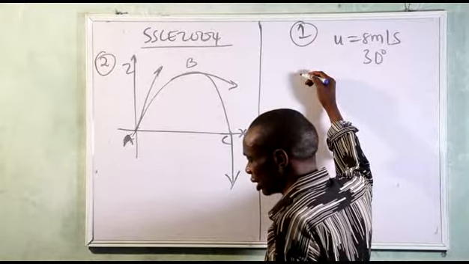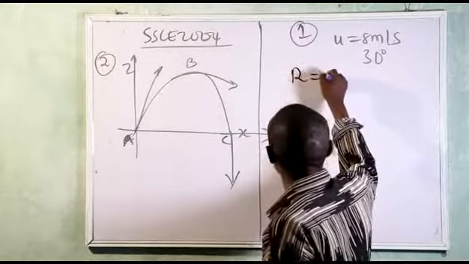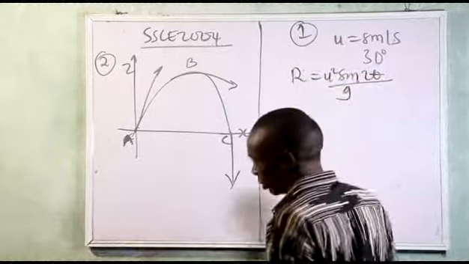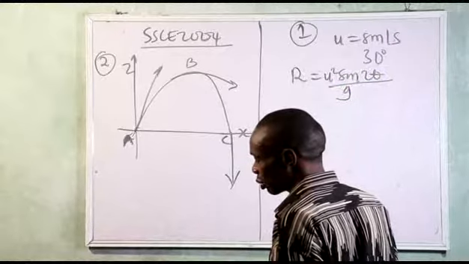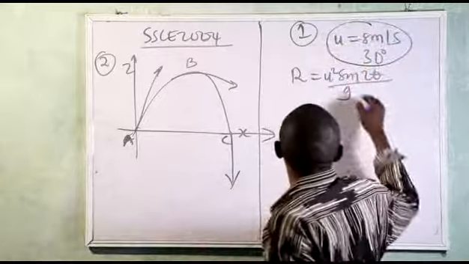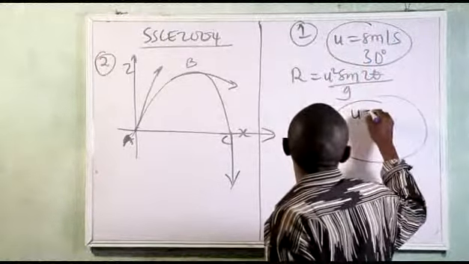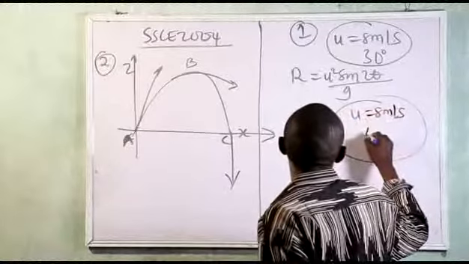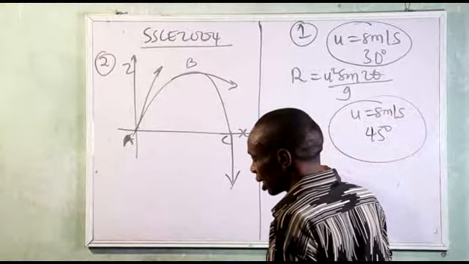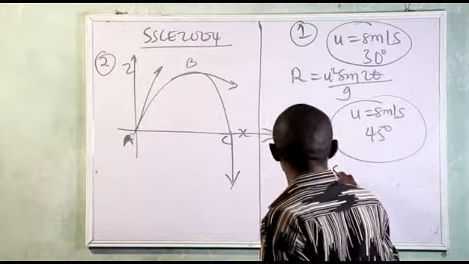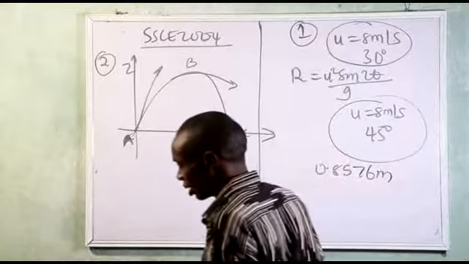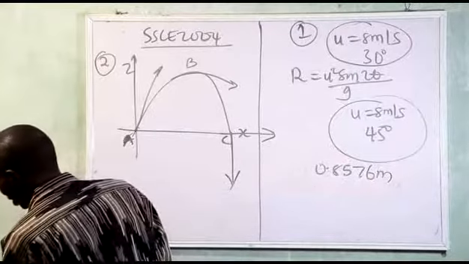Given that the expression for the range is, they even give us, thank God for this exam, the formula for the range, with all the symbols and their units. Show that the first attempt has this parameter, and the second attempt has the same velocity but a different angle, 45 degrees. We have to show that the body gains a distance of 0.8576 meter.